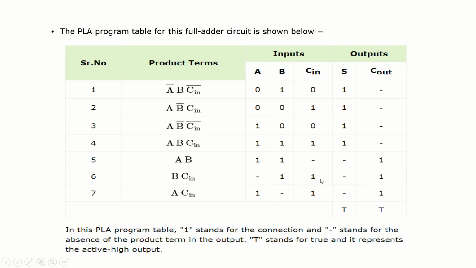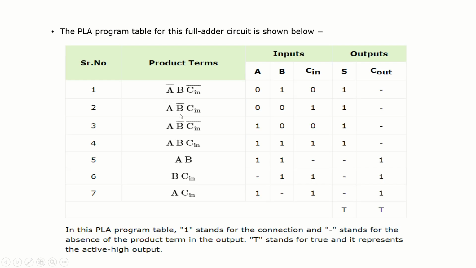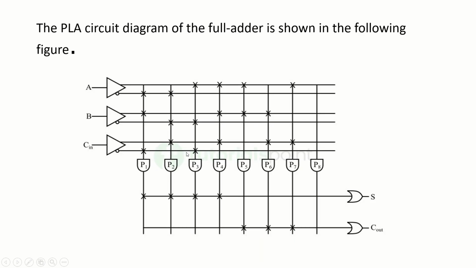Next term is A bar B bar C in. So this is my second product term which belongs to my sum equation. So I put a crossover here. Depending upon the equation, whichever term is available in your equation, just mark a crossover there, and across your output side, whichever is the product term, either of sum or carry, cross it over there. So for sum we had 4 product terms, whereas for carry we had 3 terms.